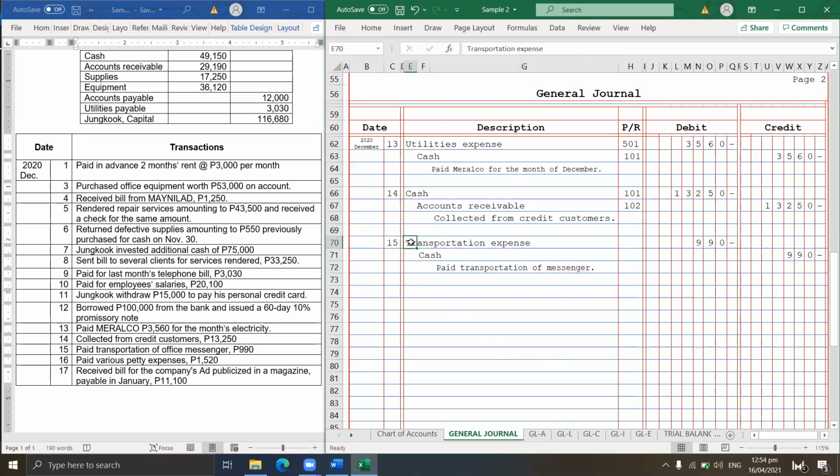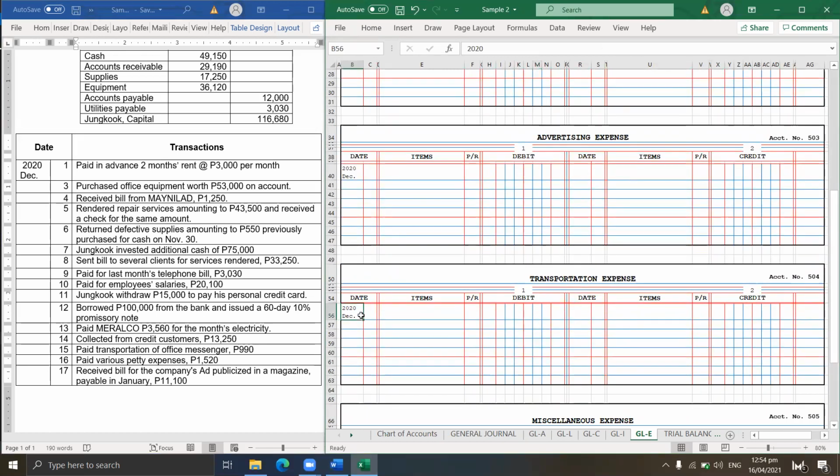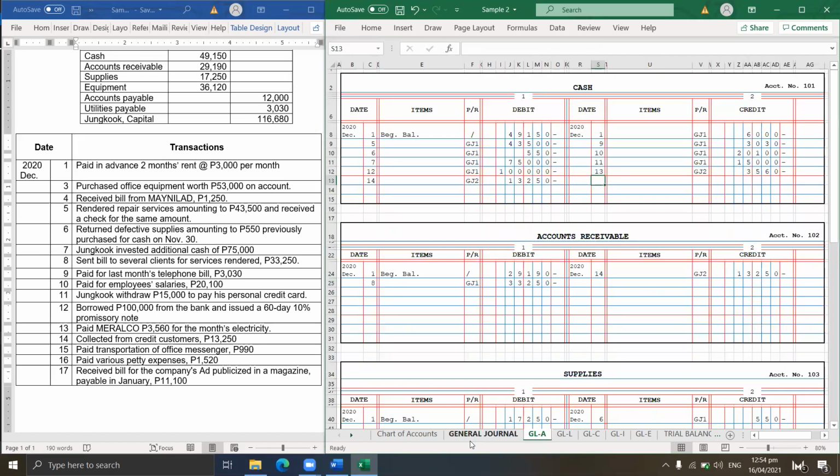So we need to post it. So first for the transportation expense, 990. So transportation expense, no? So debit, okay, December 15, item or items wala ulit. For the PR, GJ2, okay, and then amounting to 990. Okay, so after posting, then we proceed with the journal for the account number na 504. So account number 504. And then for our payment, so credit to cash amounting to 990. So that's December 15. Okay, GJ2. Again, that's amounting to 990.